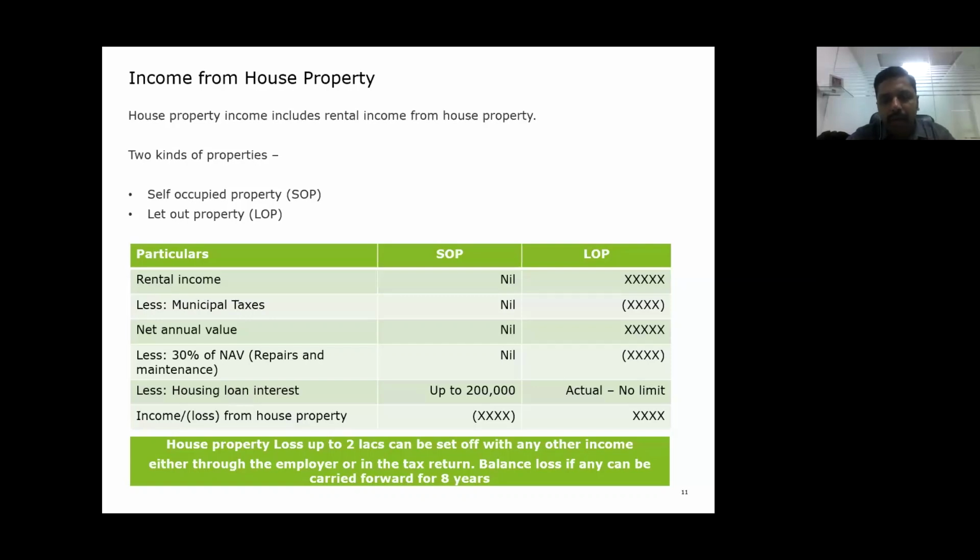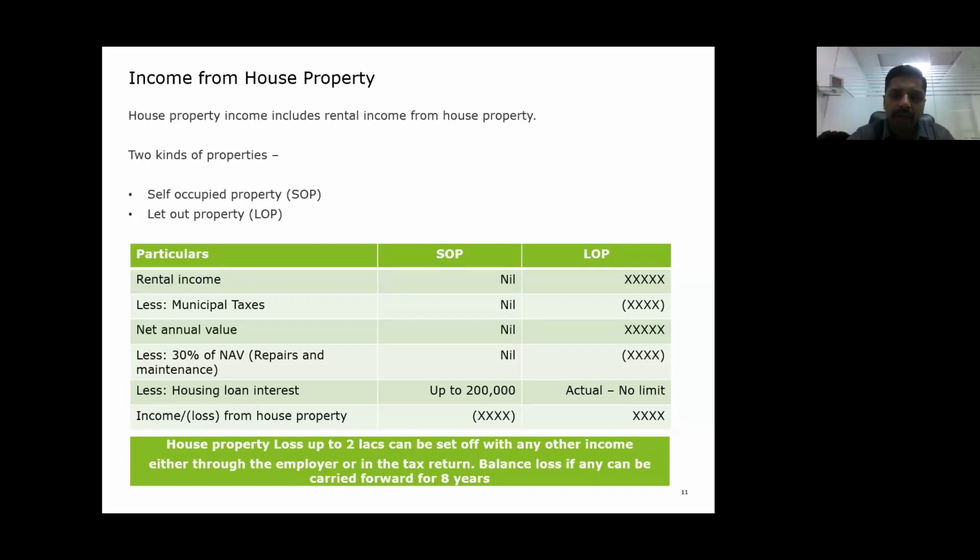There is no need to maintain any supporting documents. This 30% is a straight or standard deduction, even if the employee has not incurred any expenses towards repairs and maintenance. This 30% deduction can be provided. Then comes the housing loan interest. This 30% deduction for repairs and maintenance is not available in case of self-occupied property. It is available only in case of let-out property.